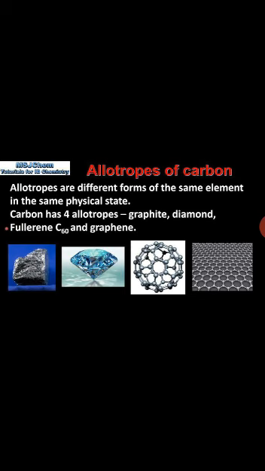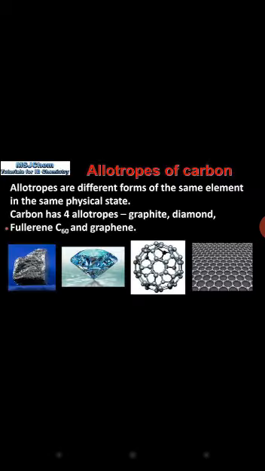So, the standard definition of allotropes is: the different forms of an element in the same physical state and phase are called allotropic forms or allotropes. Again, I am repeating, the different forms of an element in the same physical state and phase are called allotropic forms or allotropes.